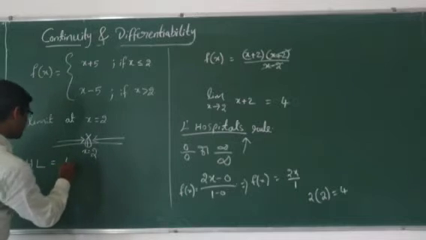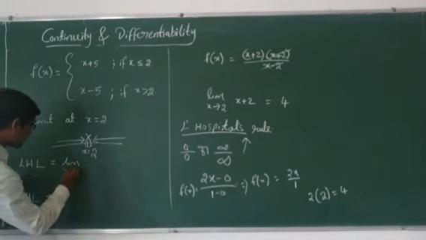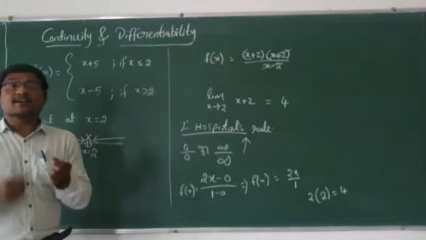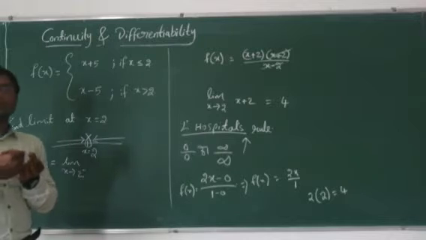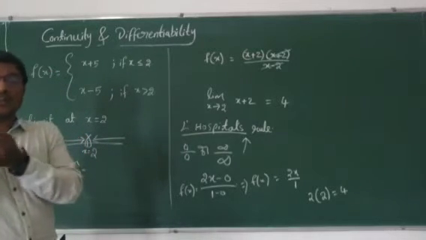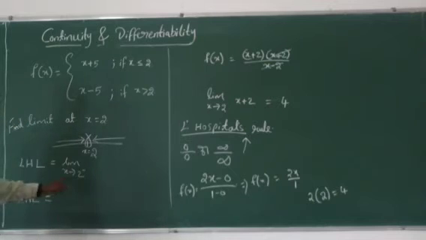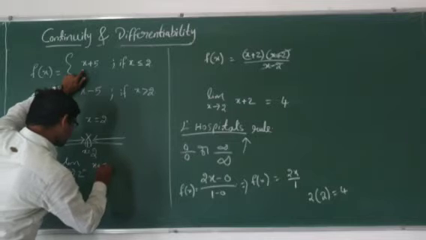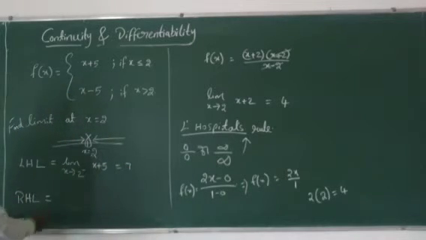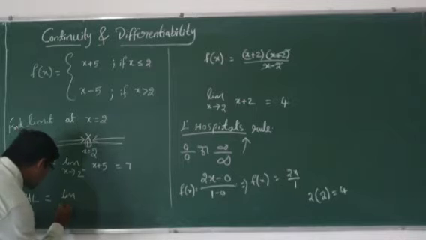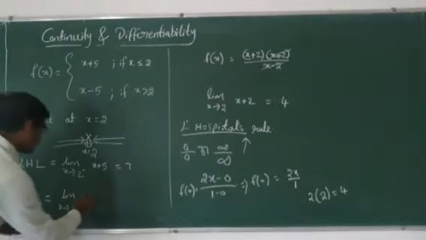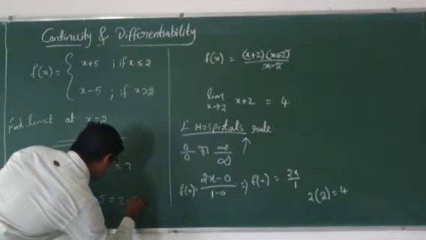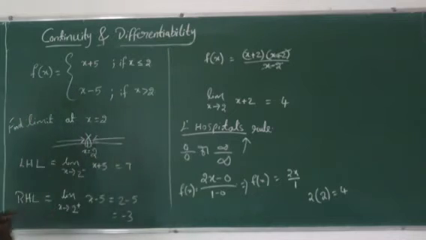Here, left hand limit, what happens? Limit x tends to 2 minus. Why are we writing 2 minus? 2 minus represents lesser than 2. Lesser than 2 means which can be 1.99, 1.999, 1.98, all these values. So for less than 2, what is the function? x plus 5, which is equal to 7. Right hand limit, limit x tends to 2 plus. Here the function is x minus 5, which is equal to 2 minus 5, which is equal to minus 3.